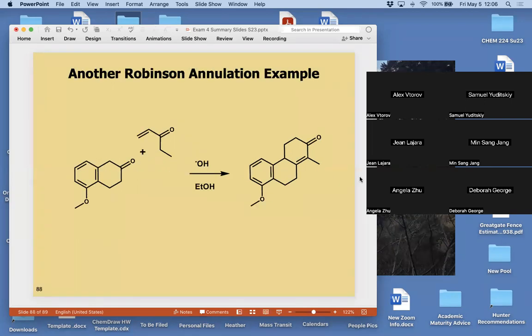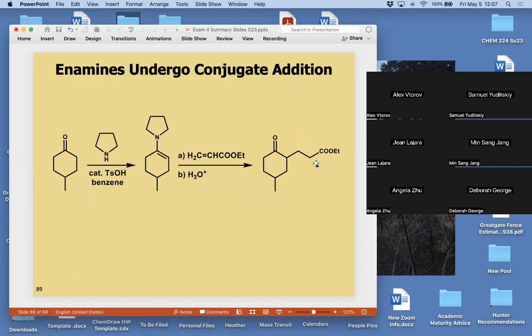Here, it seems to be a lot harder. The same pattern, it's just you have this extra methyl group. Notice it's on the carbon next to the ketone. It ends up on the carbon next to the ketone. It kind of went along for the ride. And then enamines. Yeah, just one more variation of this chemistry to know.